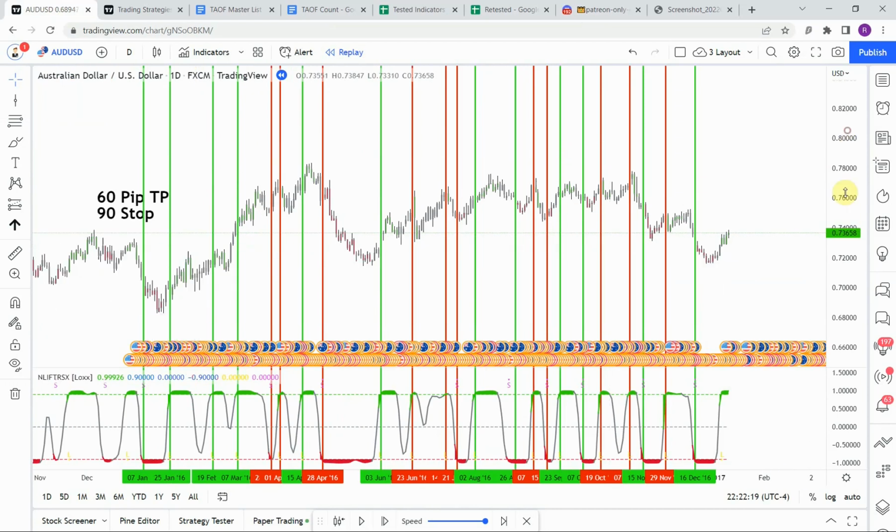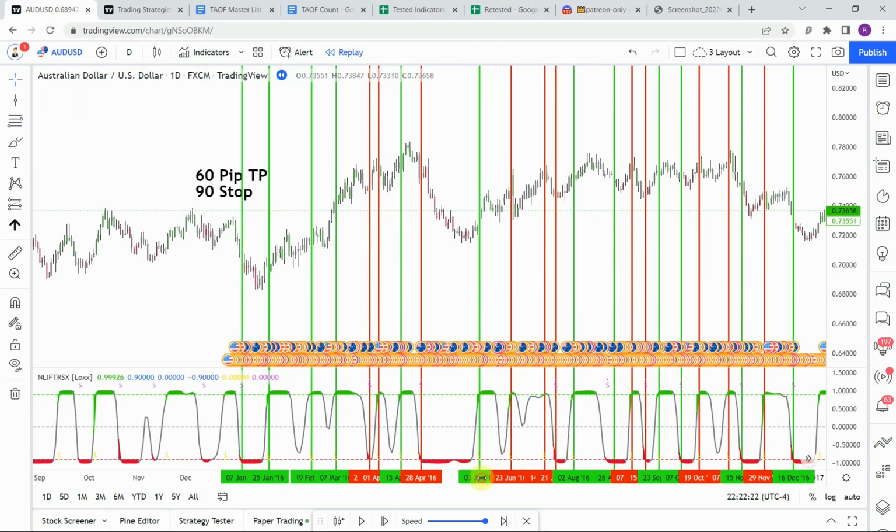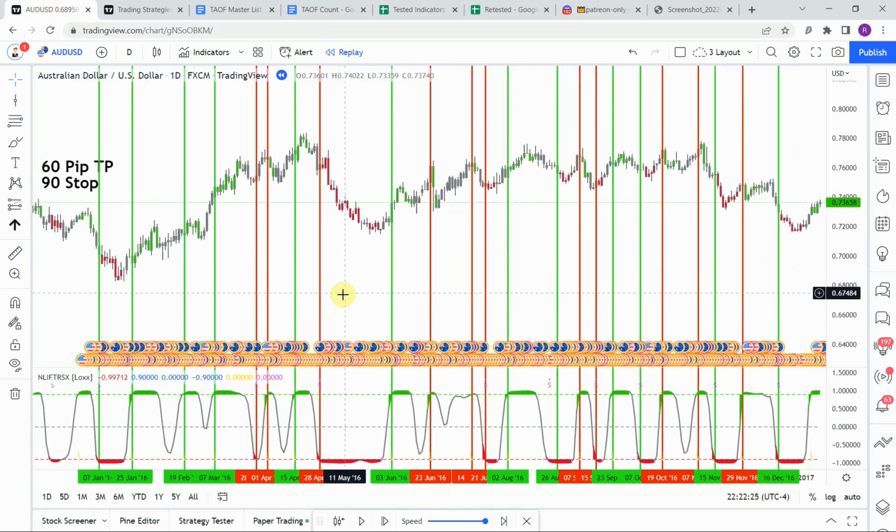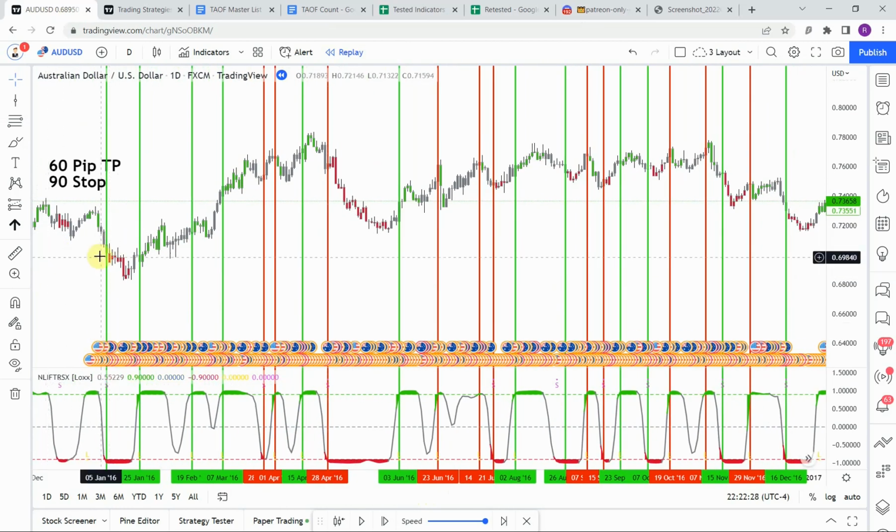All right, back to our indicator here. Get everything in focus. There and there. Let's go ahead and count it out and see what we have. So we have 23 trades all together, and 12 winning trades.